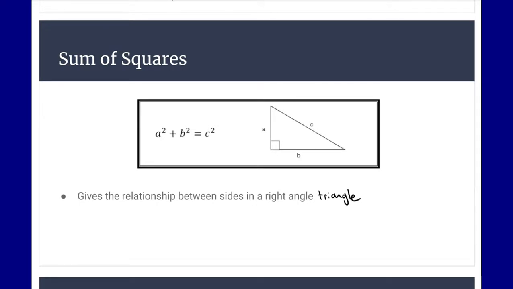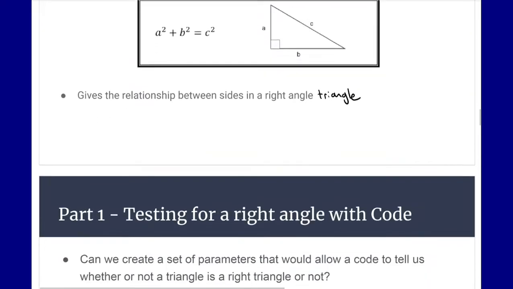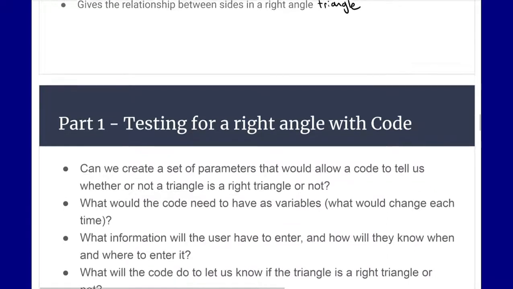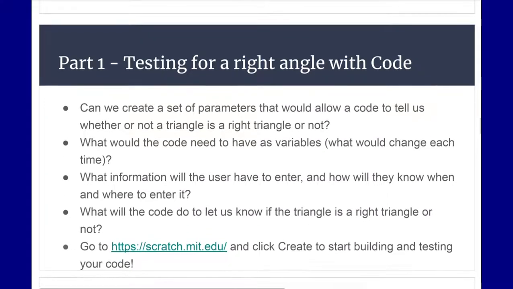So again, we can see our formula there. We can see our triangle with the sides labeled. Now what we're going to do is test to see if triangles are right angles, and we're going to use code to help us. So we're going to look at using some code first, and then we're going to look at doing this by hand as well.